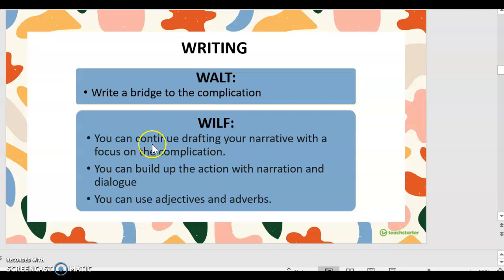So what I'm looking for today is you can continue drafting with a focus on your complication. You can build up the action with narration and dialogue. It's important to have a good balance of those. And you can use adjectives and adverbs.